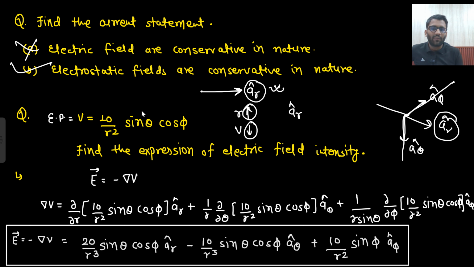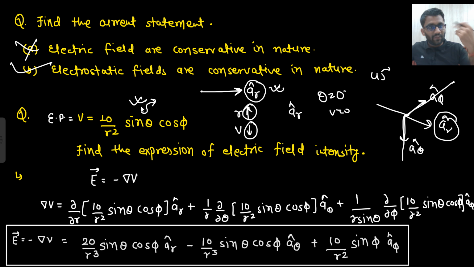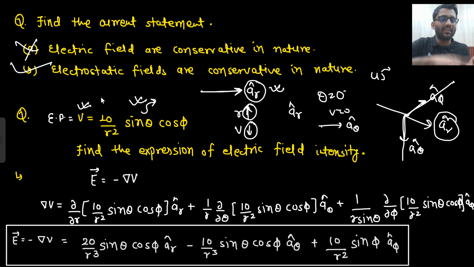Now, if you increase theta, if theta is 0 degree, then what will be your V? 0 only. If theta is 45 degree, then your V will be 10 by r square, 1 by root 2, cos phi. So if you increase theta, the value of sin theta will increase. If the value of sin theta increases, then the value of electric potential increases. So if you are increasing the value of theta, that means you are going in the direction of a_theta cap. If you are going in the direction of a_theta cap, then your electric potential is increasing. That means the direction of electric field will be opposite to a_theta cap. So you are going to get minus a_theta cap. Is that what you are getting? Yes.